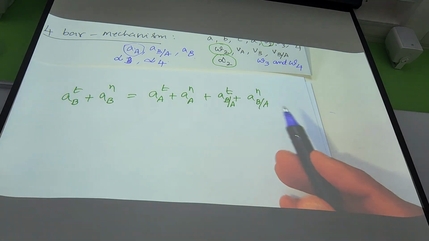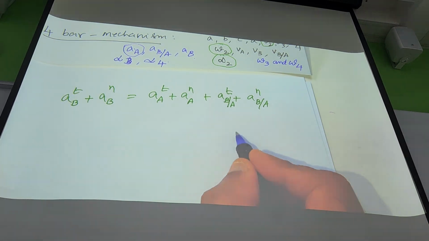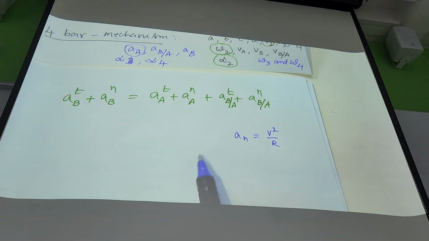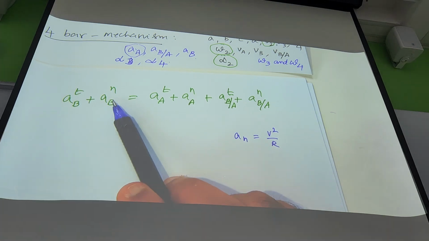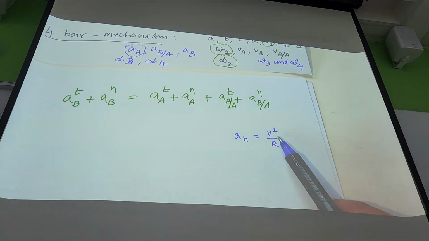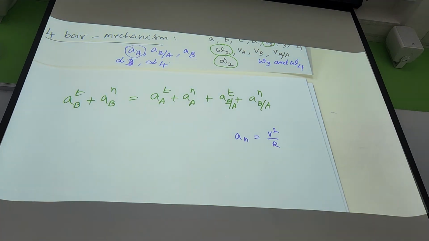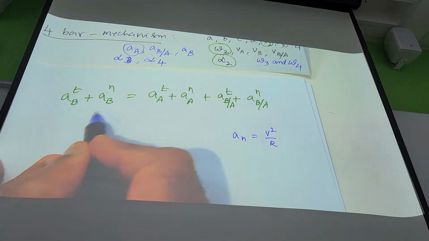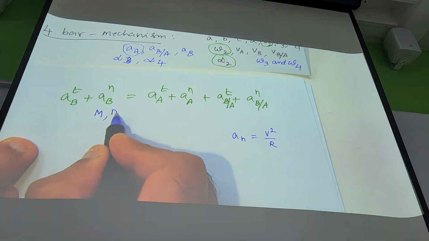We know that normal acceleration is v square over r, right? So now all the normal components here, for example acceleration of B normal, we know because we know the velocity. So it is v square over O4B, the length of link 4. So from there you know both the magnitude and direction, magnitude and direction known.